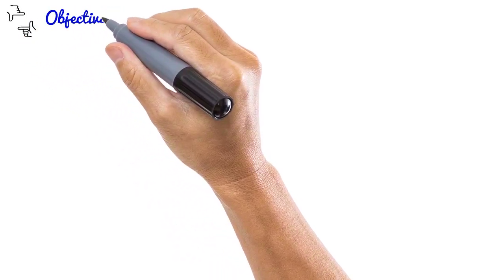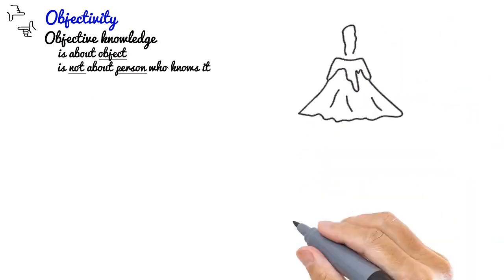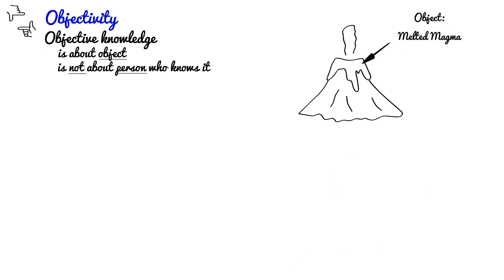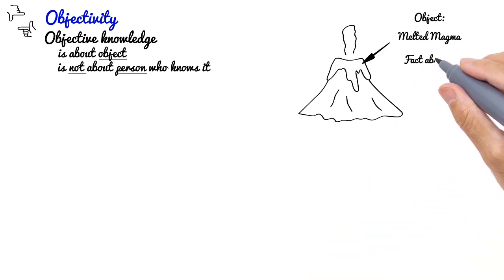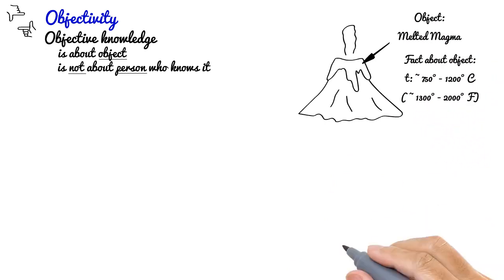So the next term is objectivity. Objective knowledge is about an object rather than a subject or person who knows it. For example, melted magma coming out from an active volcano to the Earth's surface has a very high temperature. To be more precise, from around 750 Celsius degrees to 1200, which is above 1300 Fahrenheit and below 2000 Fahrenheit.